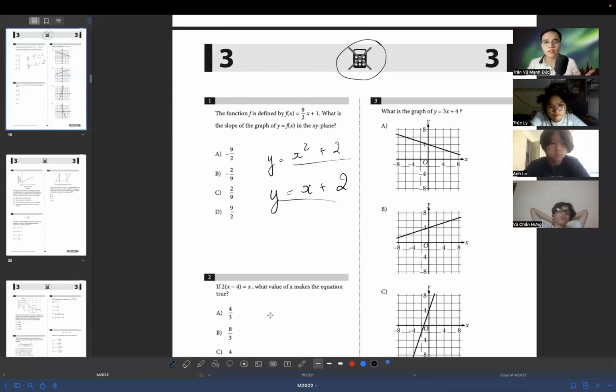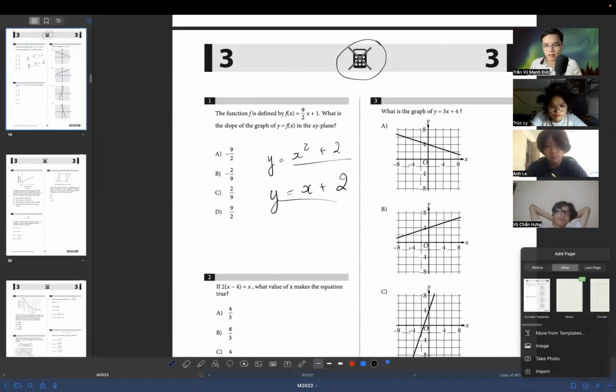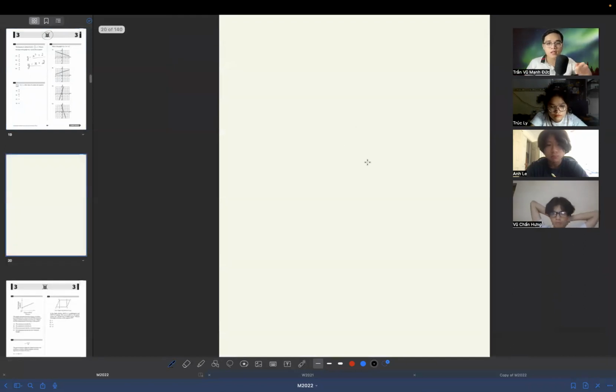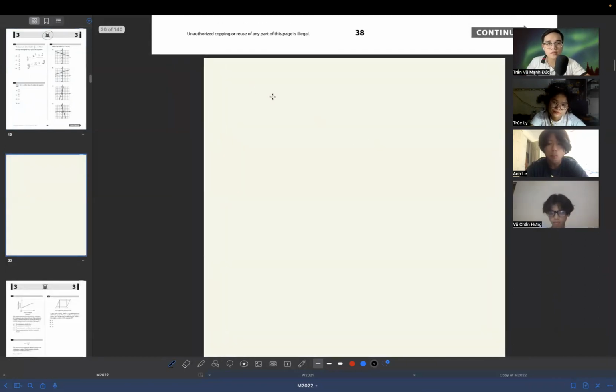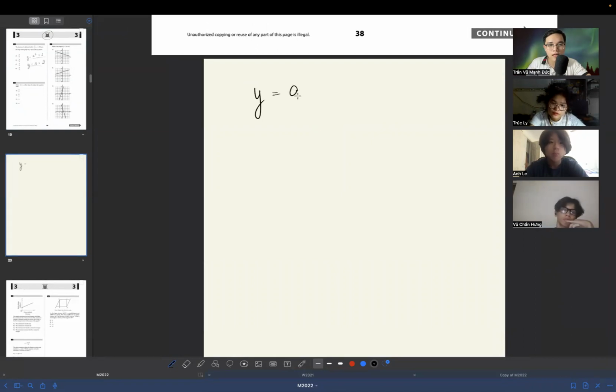And what are the components of a linear equation? I will add another page here. In a linear equation, you have this form: y is ax plus b, where y and x are the location of the dots, the points on the linear line, the graph. X, y are the coordinates.